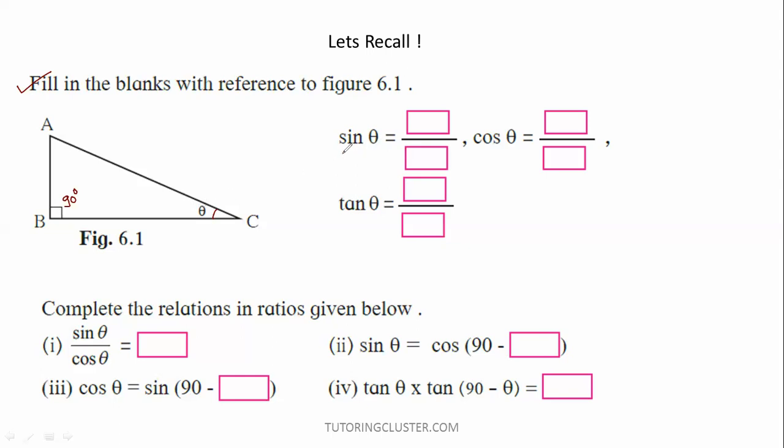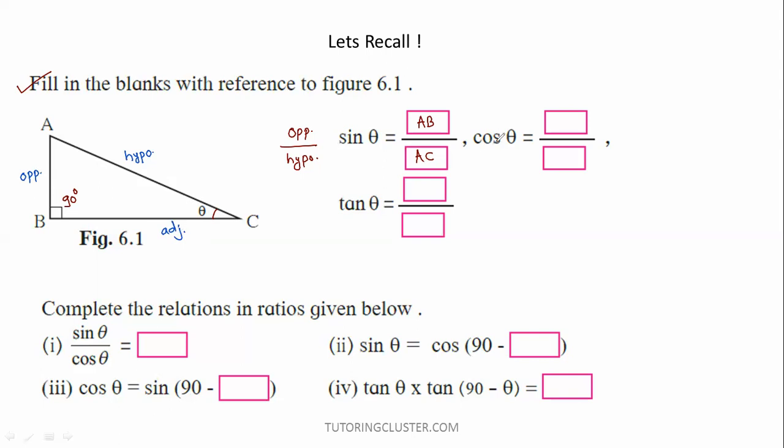So let us revise how we can define these three trigonometric functions. So first is sine theta. Sine is always the opposite side to that of the hypotenuse side. Okay, so in triangle ABC, what is the opposite side of theta? AB. And what is the hypotenuse? AC. Okay, so in triangle ABC, if angle B is 90 degrees, AC will be the hypotenuse side. With respect to theta, AB will be the opposite side, and with respect to theta, BC will be the adjacent side. Okay, so these are the basics.